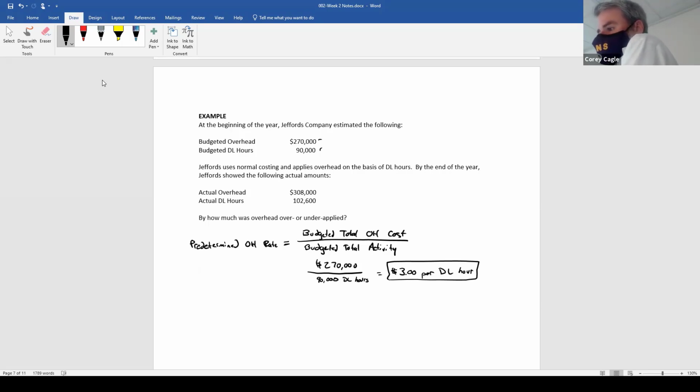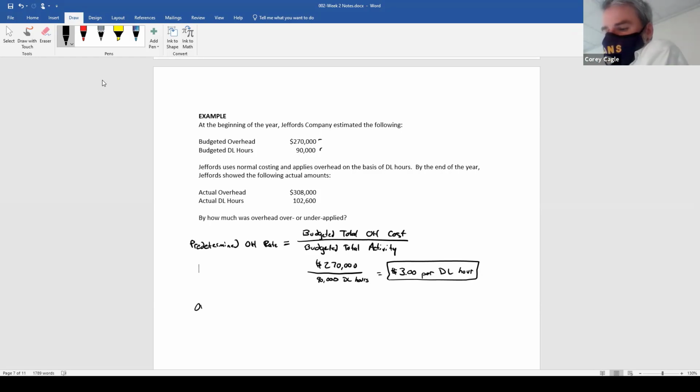So once we have that, we'll need to figure out how much overhead gets applied. They might ask you how much overhead is applied to this job. So you just say, all right, well, how many labor hours are on that job? Multiply it by $3. They may, as in this case, ask you how much overhead was applied for the whole year. And then we take the total labor hours actually incurred during the year. Multiply that by 3. That's what they're asking here.